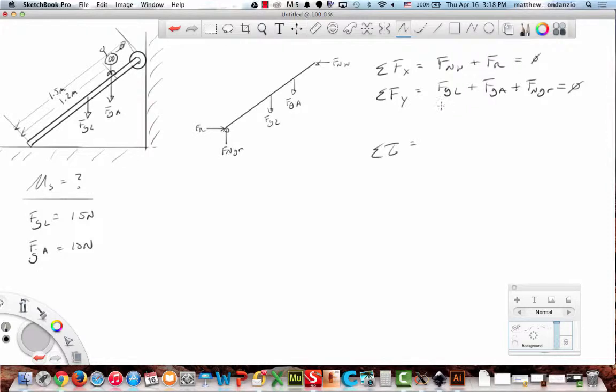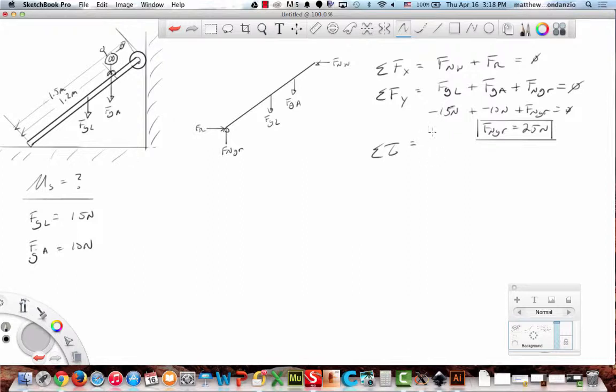Okay, so what's FGL? FGL is negative 15 newtons, right? Plus a negative 10 newtons plus FNGR equals 0. So FNGR is what now? 25 newtons. Does that direction make sense? Does positive make sense? Yes, because up and right are positive and down and left are negative. The fact that the normal force on the floor is up makes sense, right?